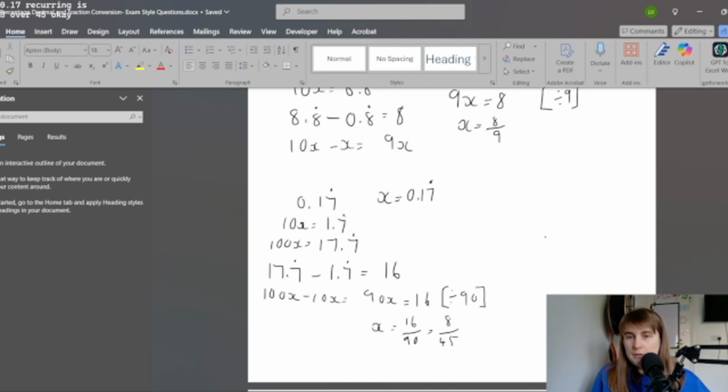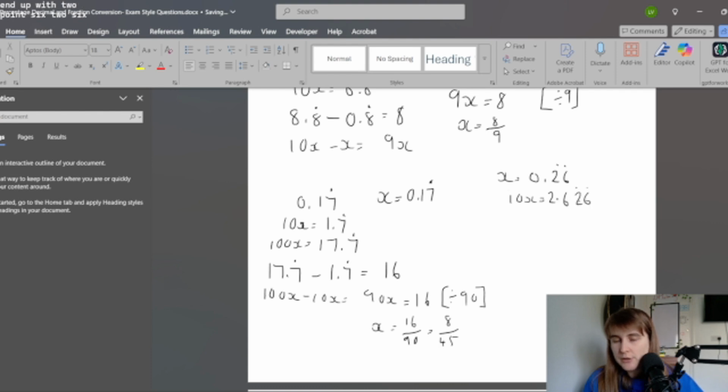Okay, we'll do one more where both numbers are recurring. So let's say 0.26, both recurring. So that's our x. So this time, if I did 10x here, I'd end up with 2.626 recurring, because what I've done is I've broken the pattern in half. So I don't want that. I want to initially multiply by 100 so that the number after my decimal point is still the pattern, 26 recurring. And then I'm going to take away that.